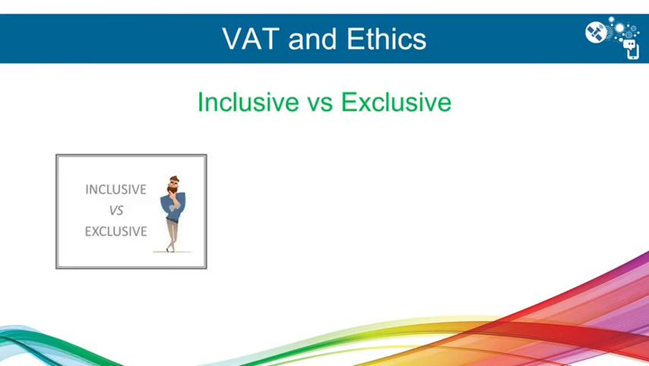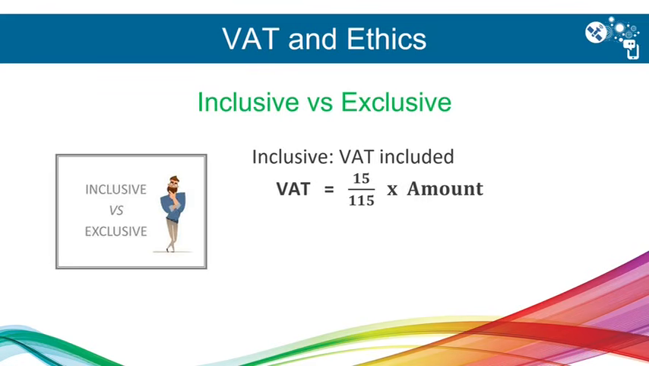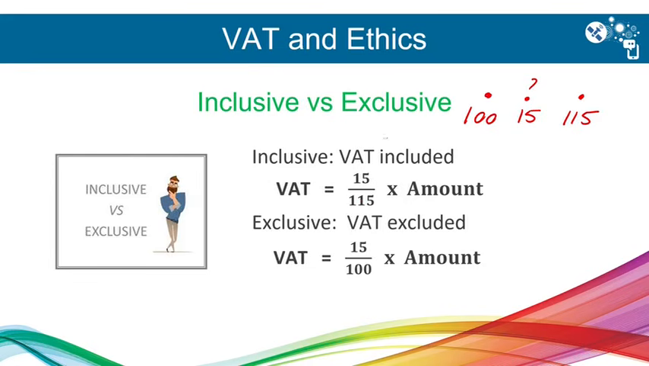The next two, inclusive versus exclusive. If we talk about inclusive, it means VAT is included in that amount. Without VAT it is 100, then we add the 15 VAT, and then we get the 115. This is exclusive, this is inclusive. That's why for inclusive, if we want to calculate the VAT, we multiply by 15 on 115 times the amount. Exclusive, VAT is not included, so then we multiply by 15 on 100, because 100 is excluded. VAT is not included in that amount.